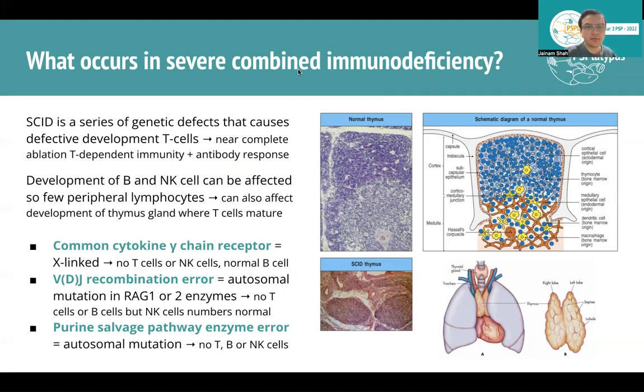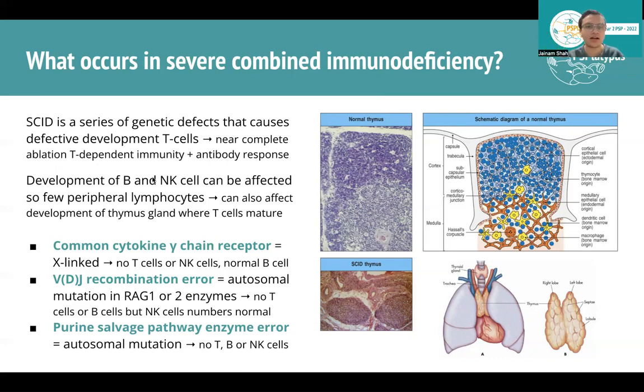And it can also affect the development of the thymus gland because that's where T cells mature. So you can see on the right-hand side, you've got a normal thymus gland and you've got a SCID thymus. I can't tell you what the major differences are, but you can see a lot of atrophy. So you don't need to remember the histology. You just need to know that the thymus can be affected. And there are three main SCIDs that you need to remember for the exams.